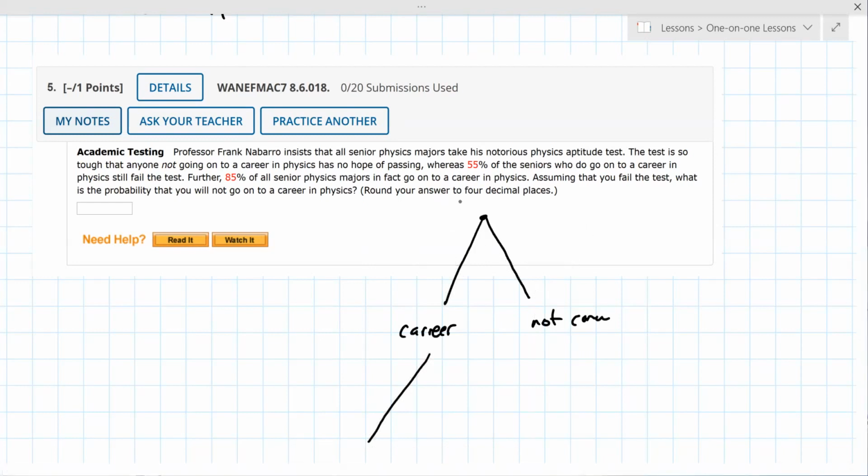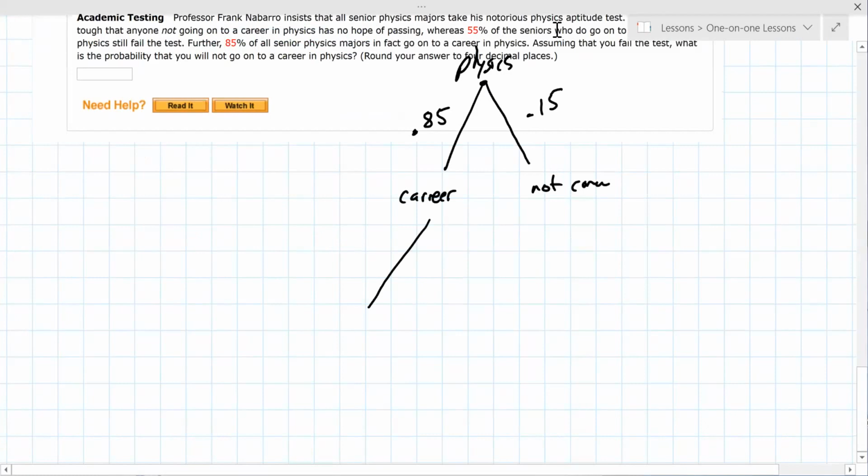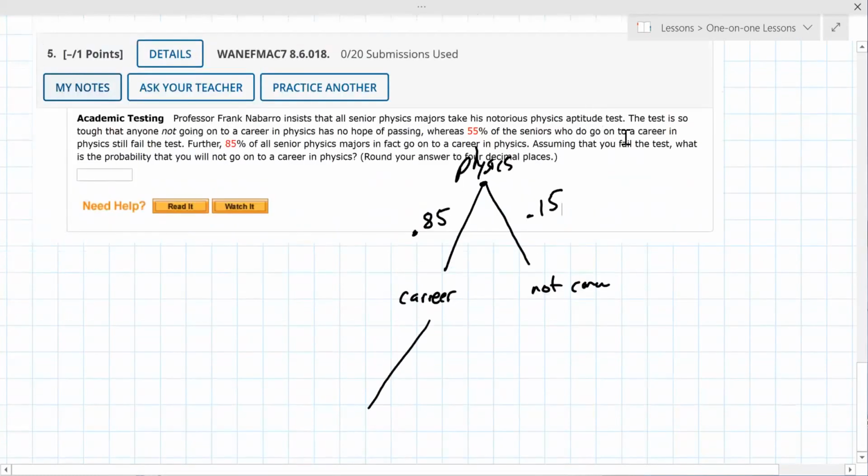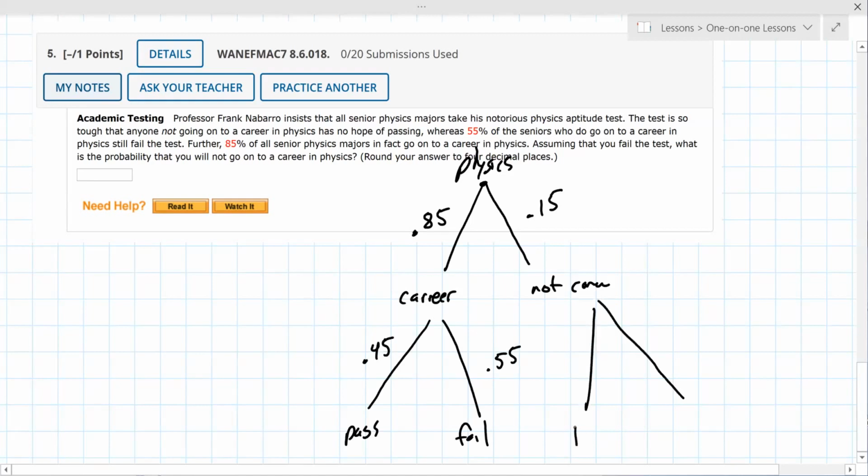So you're a physics major. That's what's going on here. You're a physics major, and 85% go on to a career. That means that 15% do not go on to a career. And then it says 55% who do go on to a career in physics still fail the test. So we've got pass the test, fail the test, and we're saying that 55% fail, 45% pass. If you do not go on to a career in physics, that's the first line of this. That's where it's really a little bit awkward.